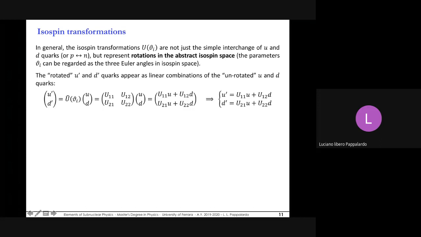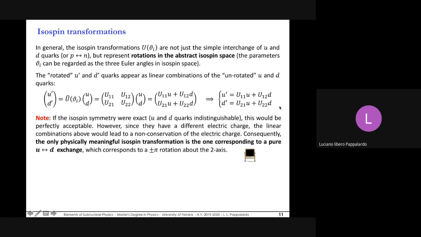So these are our unrotated states, where rotated means rotated in the isospin space. Okay. So up, down, we apply our rotation matrix in isospin space. We take the product, so in general, we're going to have this kind of combination. So u prime is equal to U11 u plus U12 d, and d prime is equal to U21 u plus U22 d. Okay, so we're going to have this kind of combination of the rotated up and down isospin states compared to the unrotated ones. Now, what is the problem here?